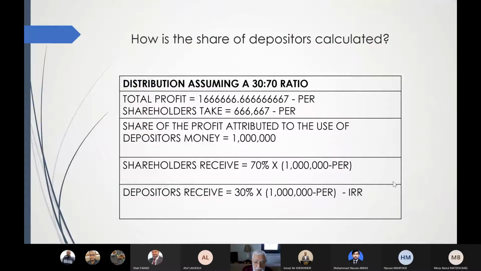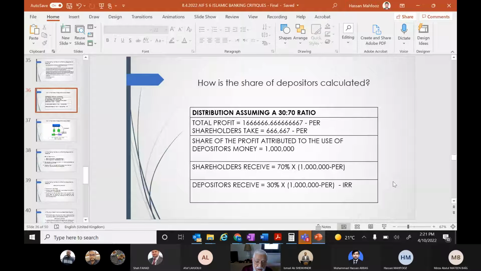What is the right way is to show the real percentage as it is between depositors and shareholders' money. The second question in this matter is how, when we distribute profit, take that example here, the 1.66. This is total profit. And we have the relationship between equities and deposits of shareholders, or shareholders' equity, is 60-40.